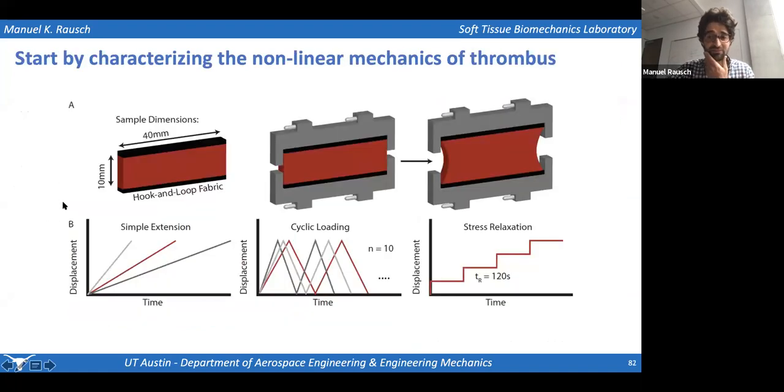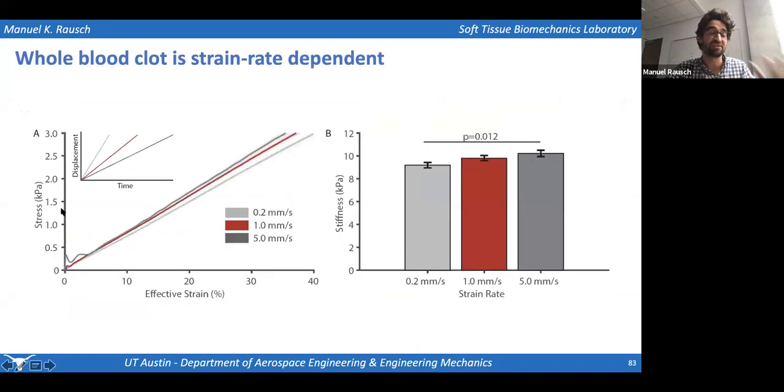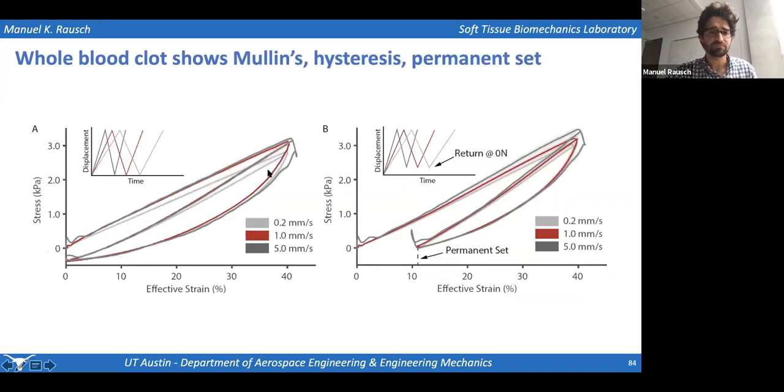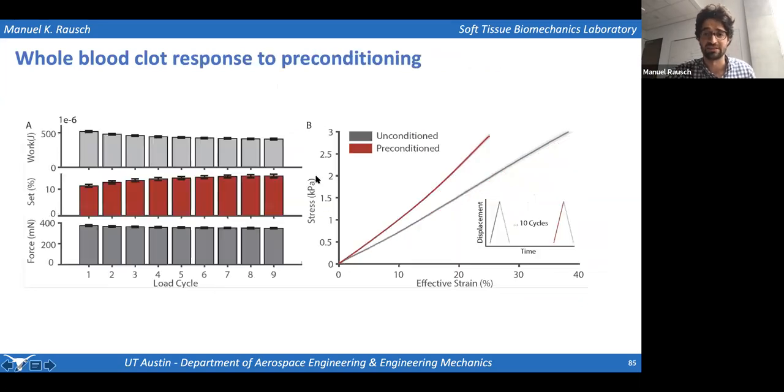So the first thing we did was we developed a test to essentially characterize the non-surface creating dissipative mechanisms that may be contributing to the effective fracture toughness of materials. And so what we did was we did these classic tests that surprisingly haven't really been done in this simple manner, which is we tested the strain rate dependence and found that blood clot is strain rate dependent, although not that significantly. We also found that blood clot experiences Mullins effect as well as hysteresis and permanent set. For example, after 1 loading cycle, we have 12% of permanent set.